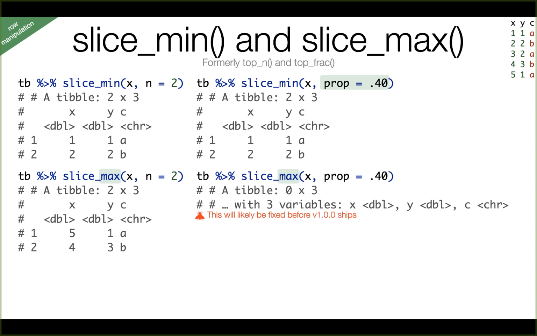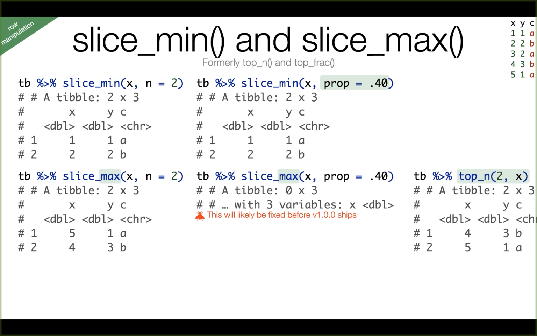Currently there is a bug in the corresponding function slice_max, but I would expect this to be fixed before version 1.0.0 ships. So I would expect slice_max to behave in exactly the same way. The previous functions that this replaces are called top_n and top_frac. Top_n worked like this. You would say TB top_n 2 x. The first value, this is a little weird, the first value is the number of rows that you want. That's not very strange.